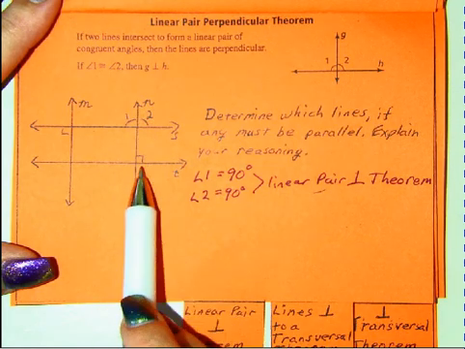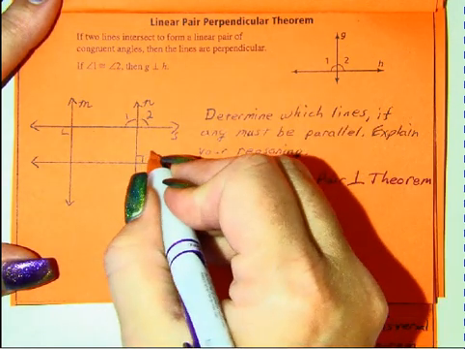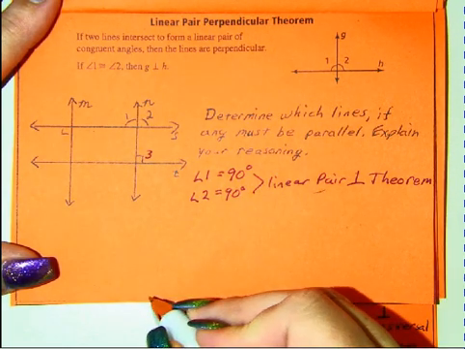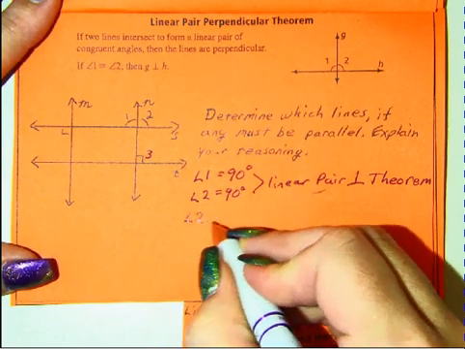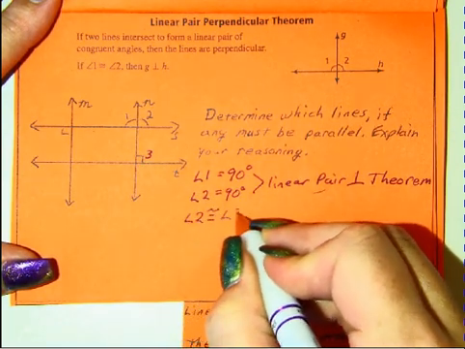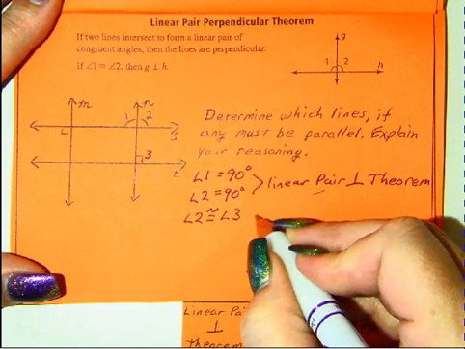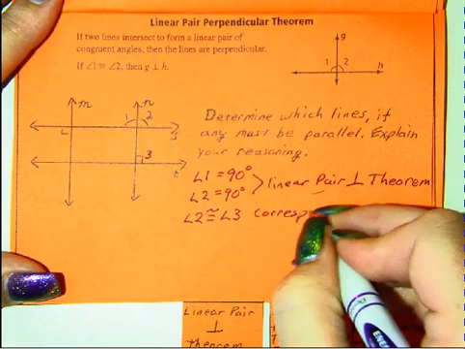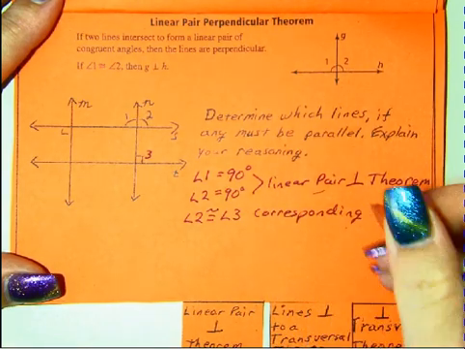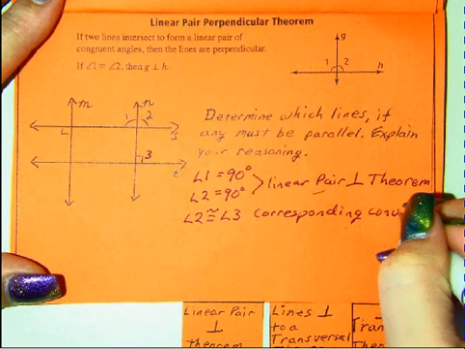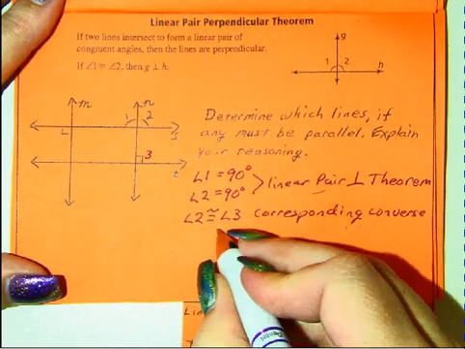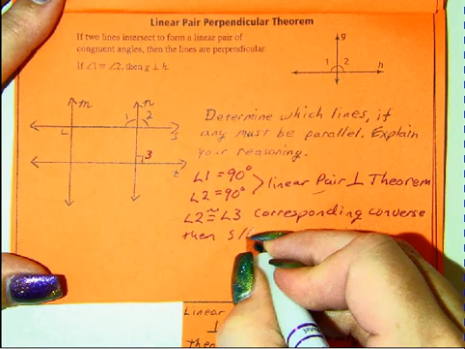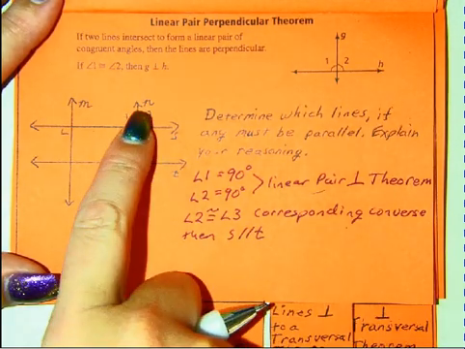Okay? So if those are both right angles, and let's see, this one down here, we're going to call that angle 3. Angle 2 and angle 3, those are corresponding, and they're both right angles, so they're congruent. So if angle 2 is congruent to angle 3, this is corresponding, and this is the converse. Then we can say S is parallel to T, because we went from here to there.